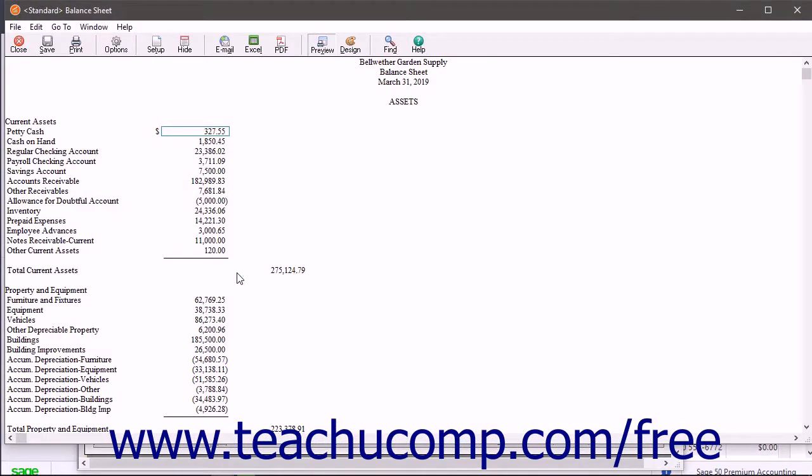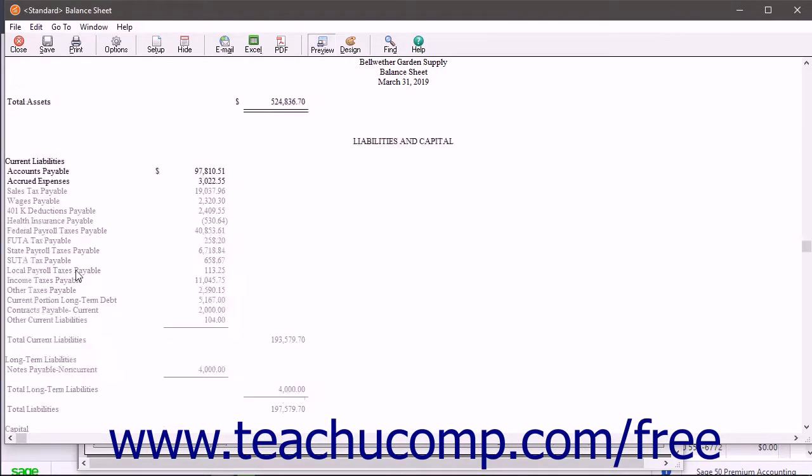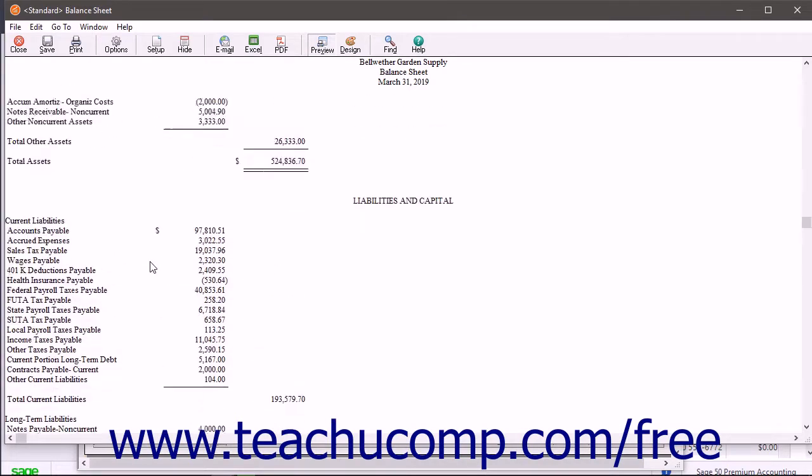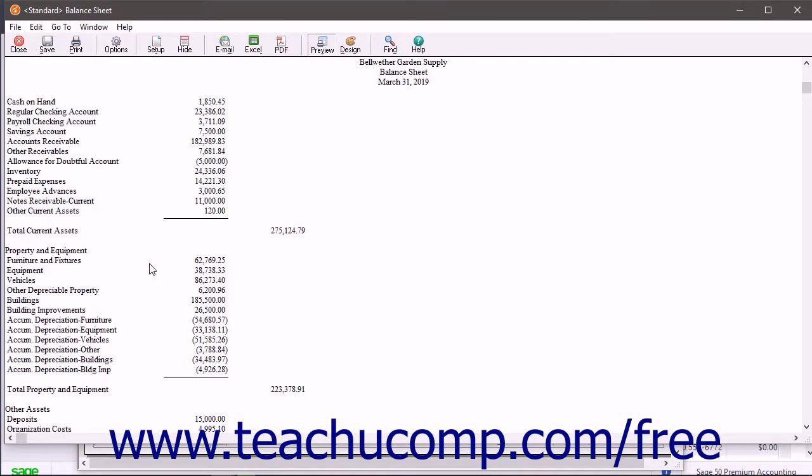The three major types of accounts in a balance sheet are assets, liabilities, and equity. The balance sheet is one of the most frequently requested financial reports for a company, and so it is important to understand what information it contains. First, you have your assets.